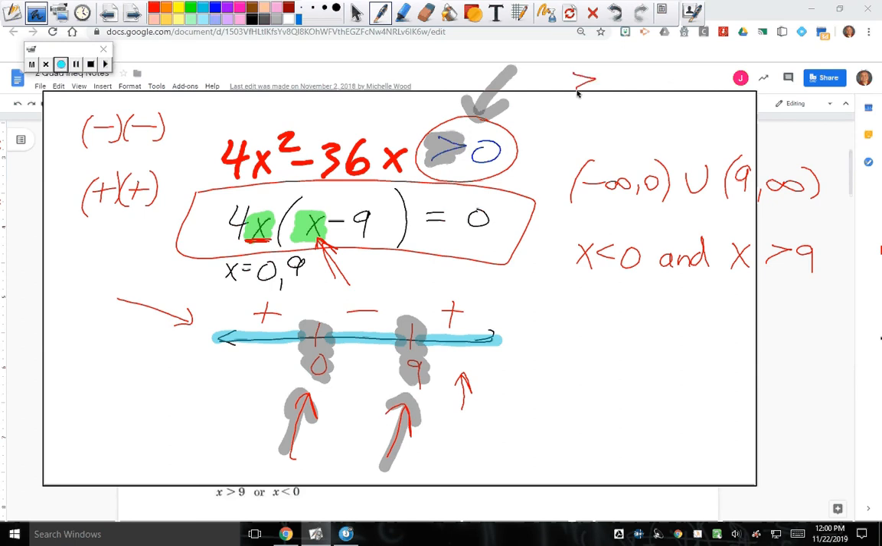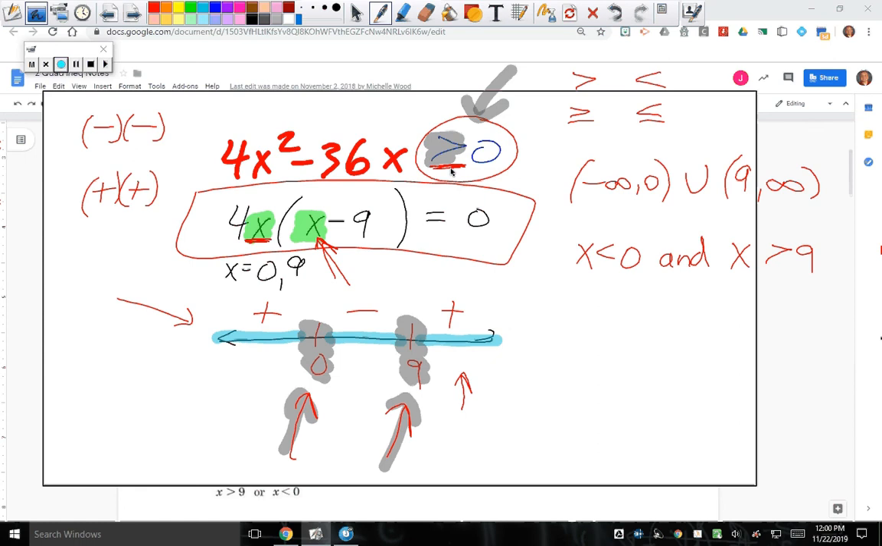But if it's greater than, less than, greater than or equal to, or less than or equal to, you're going to do all this that we're learning today. Let's pretend that this said greater than or equal to. The very original one says greater than or equal to. How does it change my answers?